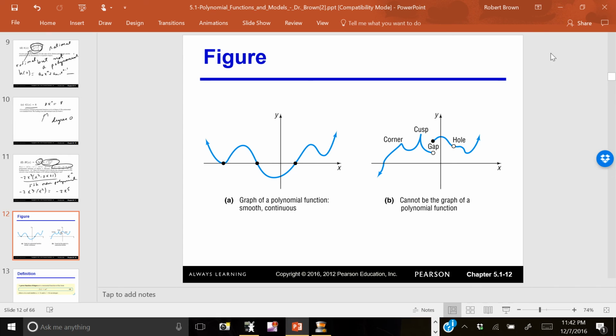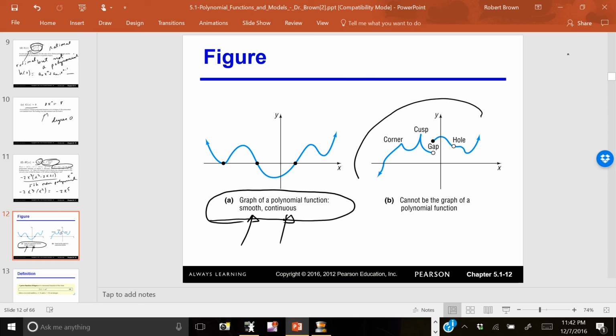Now, we're going to look at how you can identify a graph as possibly being a polynomial function. First of all, the graph of a polynomial function is always smooth. It's always continuous. And in fact, it's a nice looking function to look at.